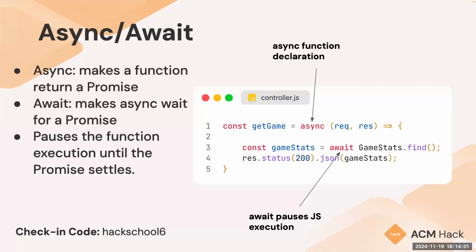That's perfect. So async makes a function that will return a promise. And then await makes async wait for a promise. So to explain this in very simple terms, I have to do my laundry today.